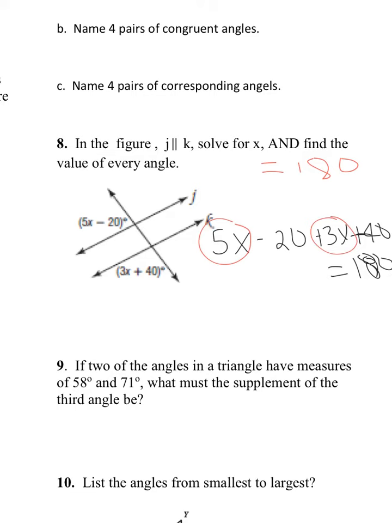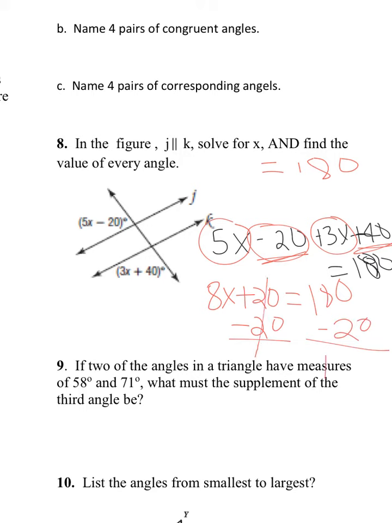Combine your like terms. You get 8x, minus 20 plus 40 becomes plus 20, equals 180. Once you're in this, it's two simple steps. Get rid of the number that's usually by itself. So minus 20: 8x equals 160. Divide by 8, x equals 20.